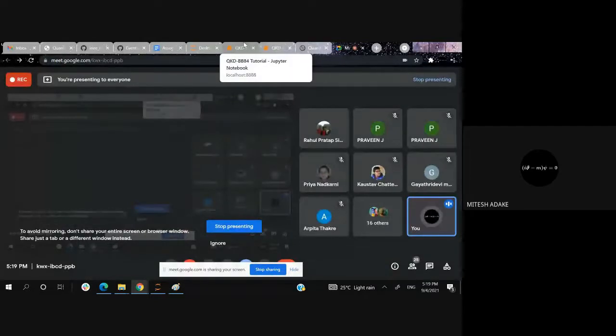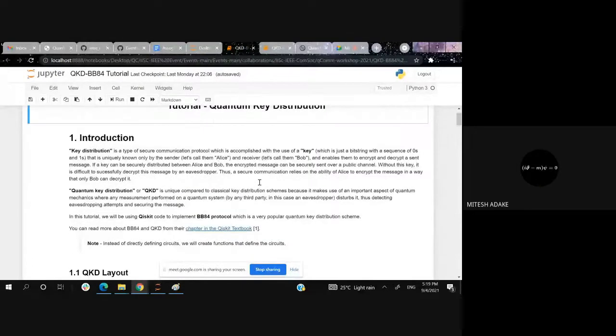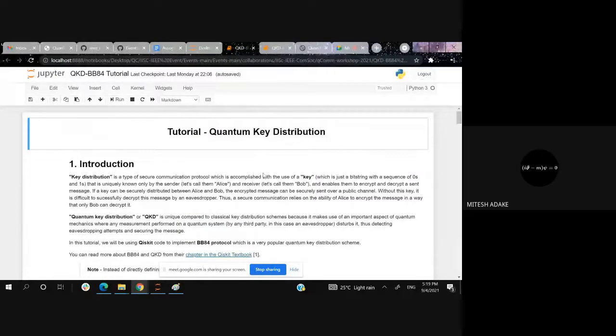So in the theory lectures, you might have studied what quantum key distribution is and even the BB84 protocol. So I will just give an overview, and you might have to fill in single-line codes in this tutorial as well. You can get the GitHub link for the tutorial from us later. So starting with key distribution, what is key distribution?